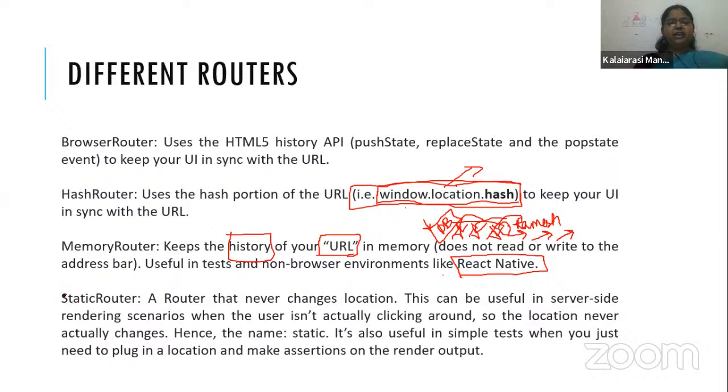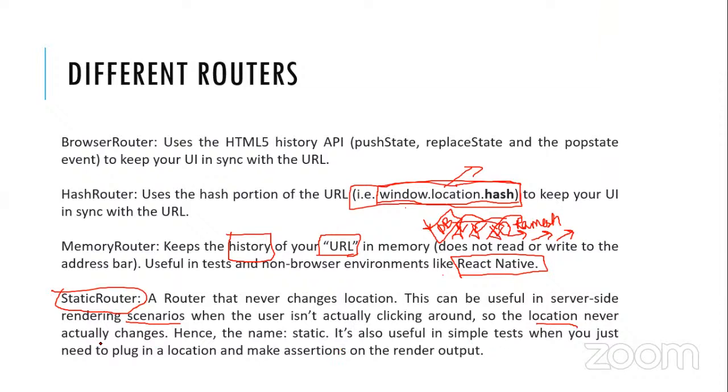The next and final one which we have to understand is static router, a router that never changes your location. That is useful for server-side rendering scenarios, it will understand what is the exact change in that particular location and it will give you the actual changes. What are the actual changes to be implemented? So this type of rendering is very, very important.